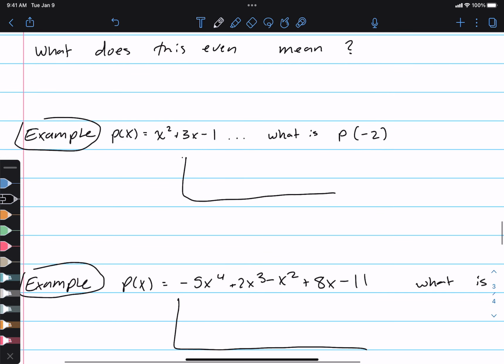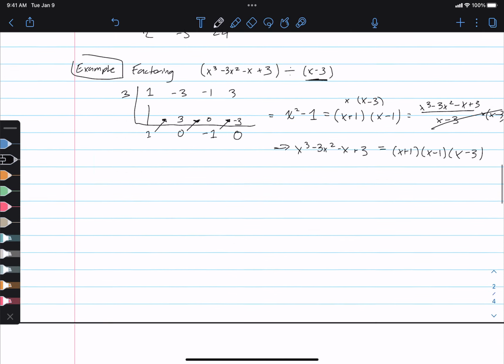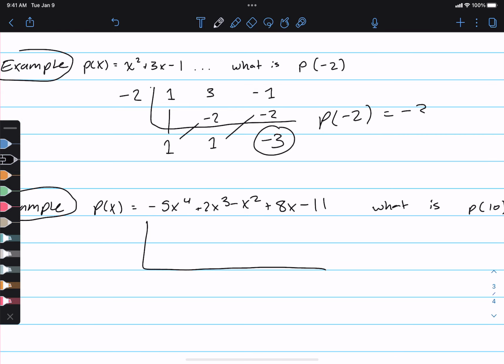So for example, if we have p of x is equal to x squared plus 3x minus 1, what's p of negative 2? All right, so this is exactly the same problem we had in the original, right? So we have 1, 3, negative 1, and then we're going to put negative 2 in this corner here. We already did this exact division up here, and this was our first example as well. So we already know that this is going to give us a remainder of negative 3. And so p of negative 2 is negative 3.